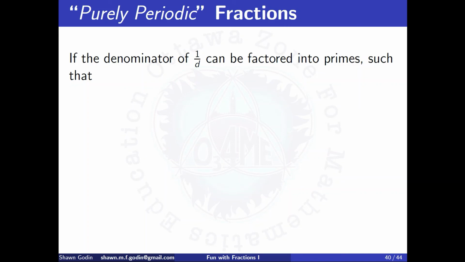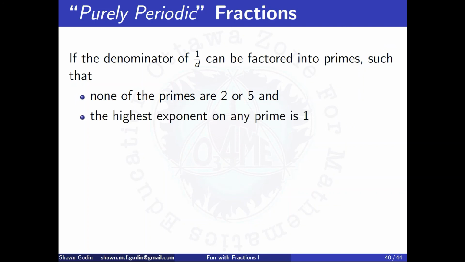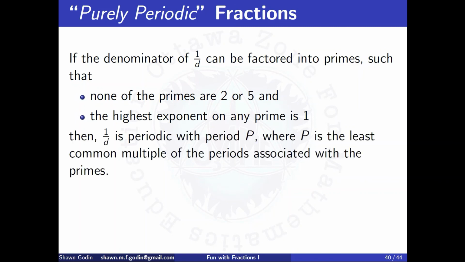If a denominator can be factored into primes such that none of the primes are 2 and 5, and the highest exponent of any prime is 1, then 1 over d is going to be periodic with period p, where p is the least common multiple of the periods associated with the primes. And by purely periodic, I mean right after the decimal, the period starts and away you go.